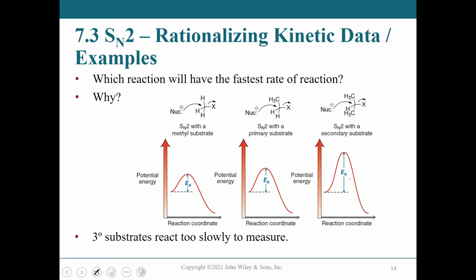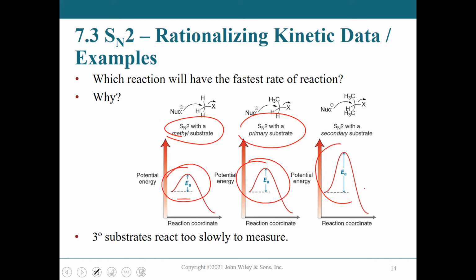This one is with a methyl substrate. It has a small activation energy. Primary substrate, the hill increases. You notice the hill goes up. Secondary substrate is already high, a relatively high activation energy. For tertiary, they don't show it, but I predict that it should be really high, something like that.